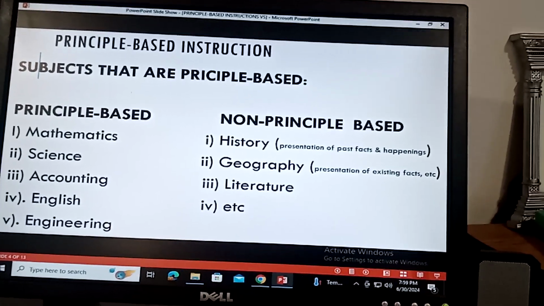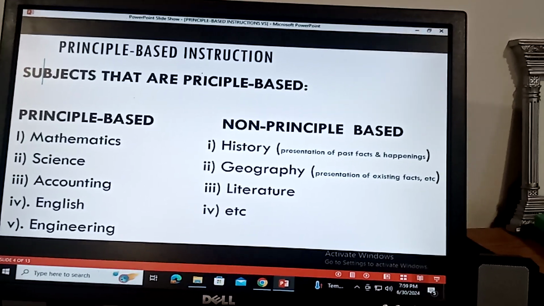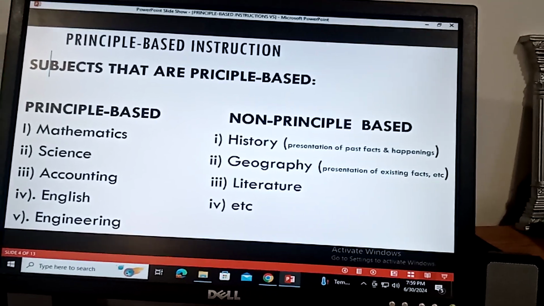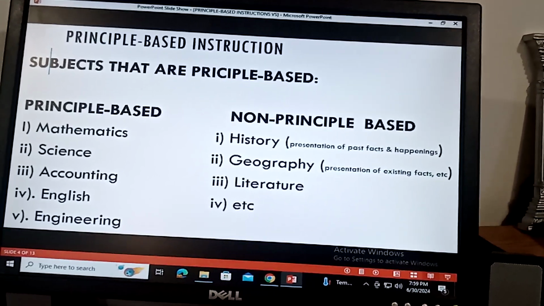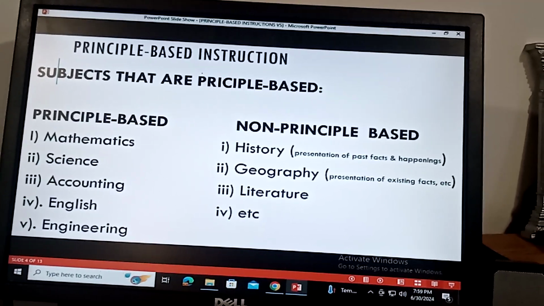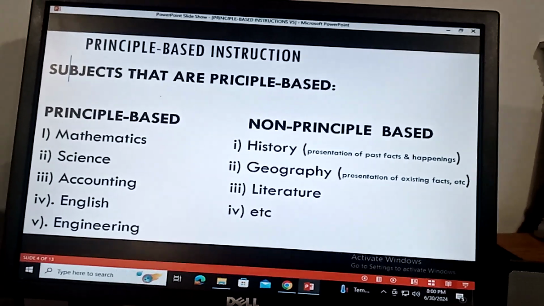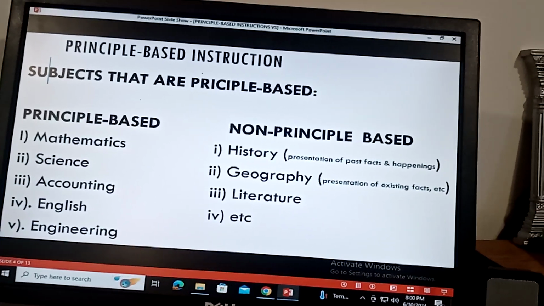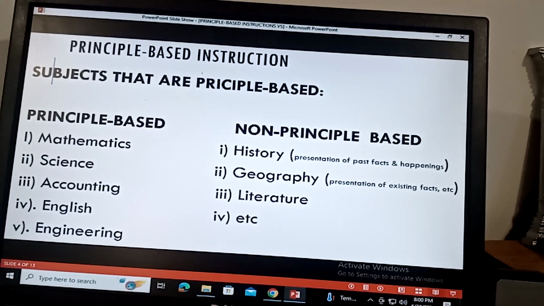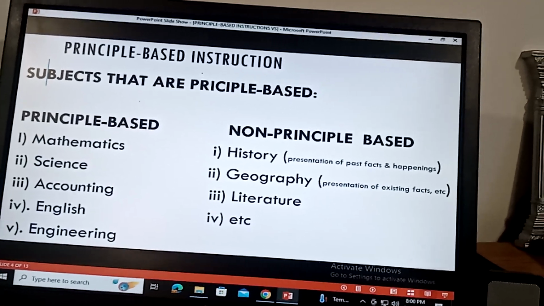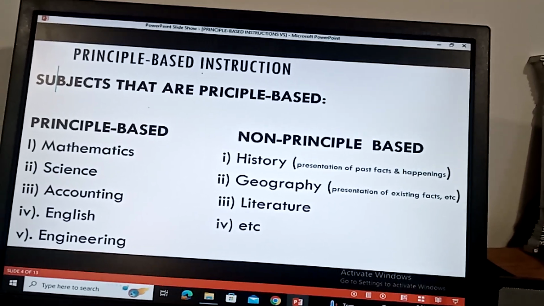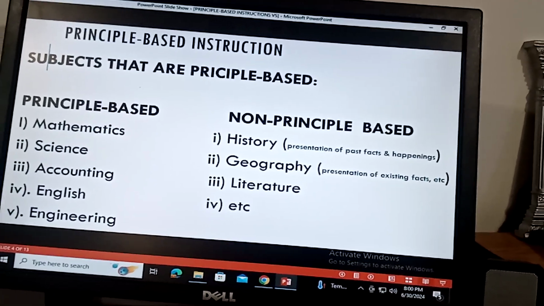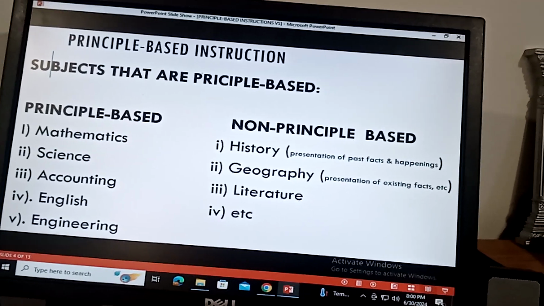Accounting is an example, because the accountants will agree with me that the principle of basic accounting, of bookkeeping, is that you debit the receiver and credit the giver. This is principle. So you cannot do the opposite, or else you are breaking the rule. English too is principle based. Why? Because if you write wrong English, or if you speak wrong English, you are not following the principle.